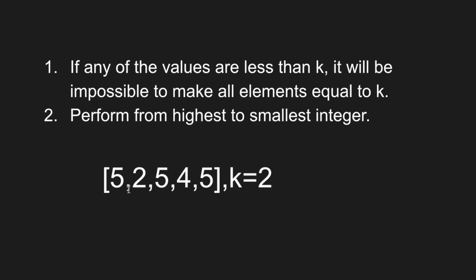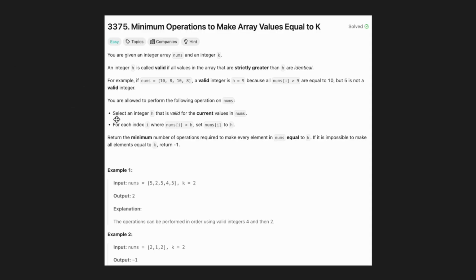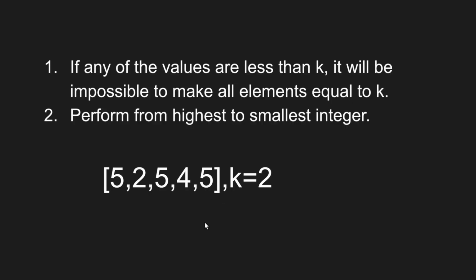We cannot convert all the numbers to 2 at once because of this statement. We have to select an integer h that is valid, and valid means all the values that are greater than h are identical. So we have to pick one number at a time. So I hope we notice a pattern that actually the number of operations it takes is just the number of distinct numbers that are greater than k. So this takes 2 operations because we need to convert 5 to 4 and 4 to 2, and there's 2 distinct numbers greater than k, which is 5 and 4.